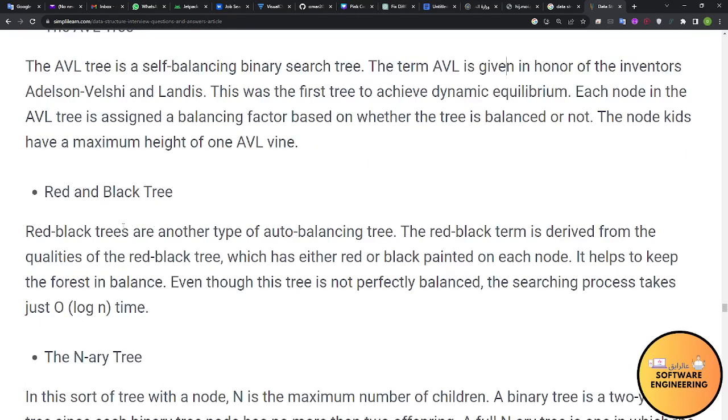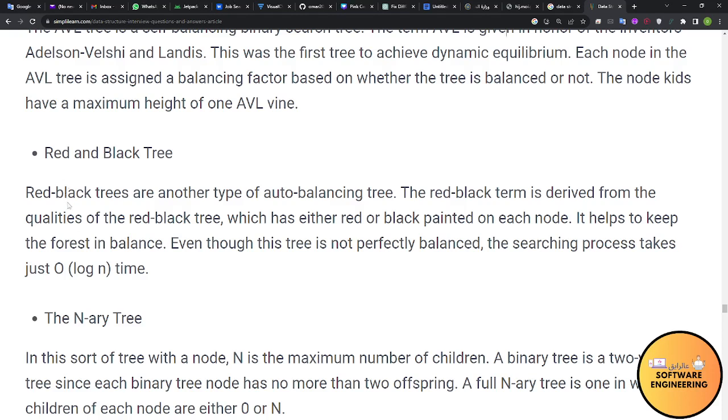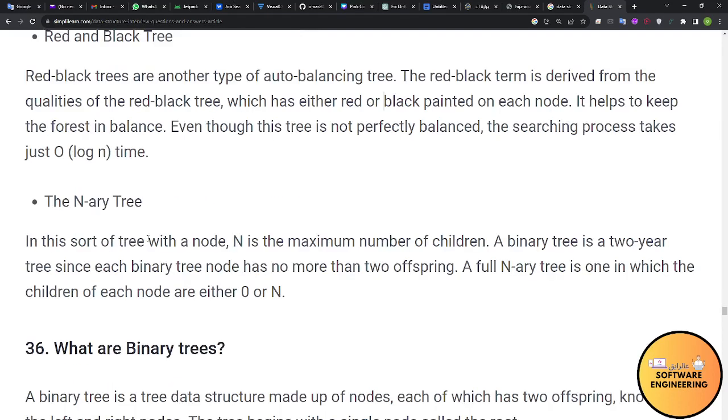The red and black tree. Red black trees are another type of self-balancing tree. The red black term is derived from the qualities of the red black tree, which has either red or black painted on each node. It helps to keep the tree in balance even though this tree is not perfectly balanced. The searching process takes just log n time.